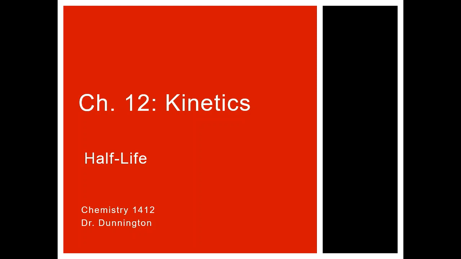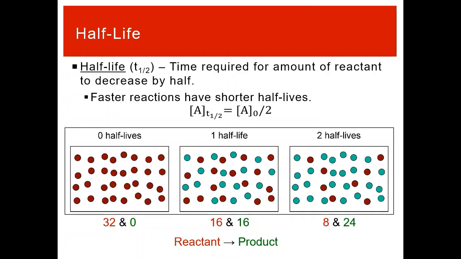One last topic in kinetics describing exactly how fast reactions go and monitoring them is half-life. So the half-life of a reaction is the time required for the amount of reactant to decrease by half. So basically, if you start with some amount of reactant, how long will it take for 50% of that reactant to be gone? Our symbol for half-life is T1/2. So T and then a little subscript 1/2.